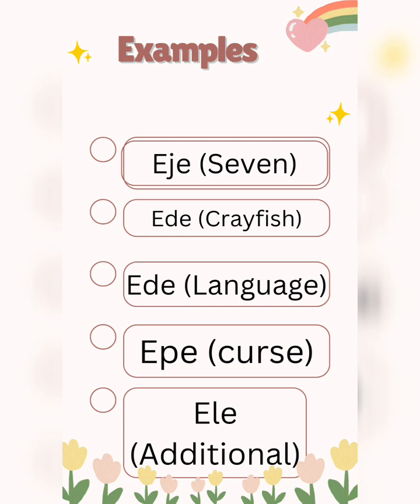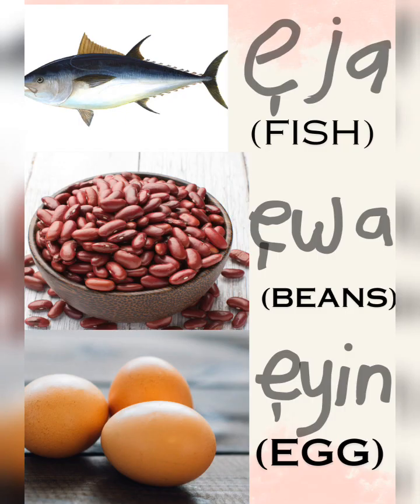Let's go to e. Now we are in the e sound. And as you can see, a fish. From the picture you can see beans, you can see egg. In Yoruba language, these, I can't say objects now, they are food. Well, they are objects, something to hold on to. These foods, these delicious proteinous foods, they all carry the e sound. So let's start. The first one, ẹja.